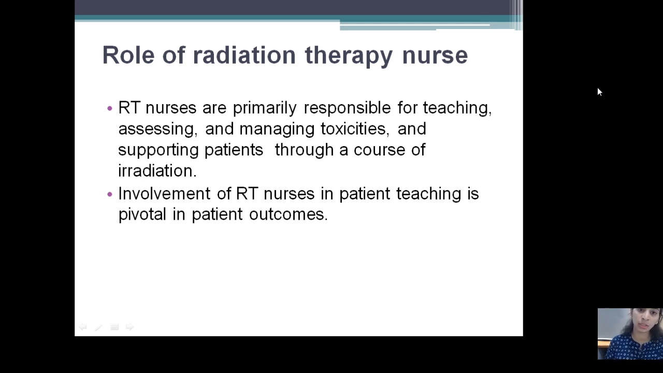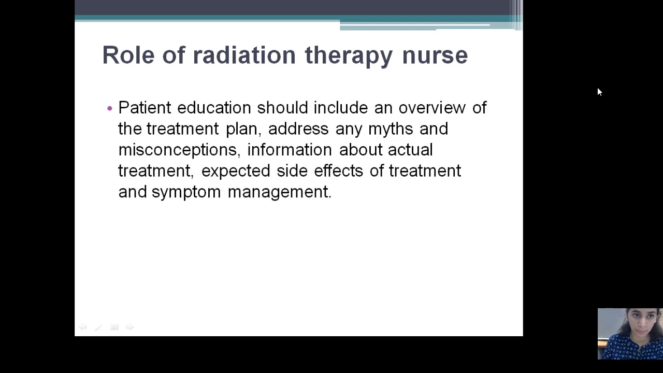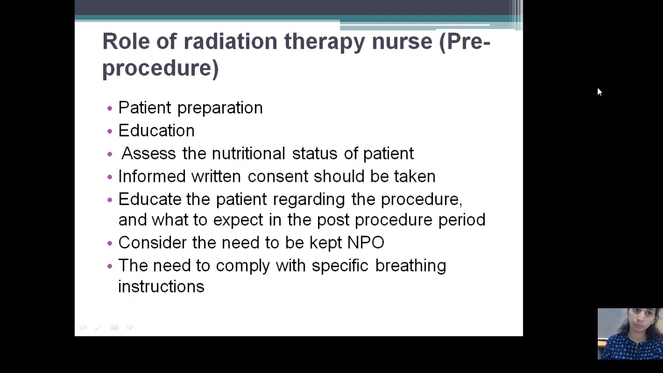Involvement of radiation therapy nurses in patient teaching is pivotal in patient outcomes. So patient education should include an overview of the treatment plan, addressing any myths and misconceptions, information about the actual treatment, expected side effects of the treatment and symptom management. Pre-procedure, patient preparation should be done: education, and assess the nutritional status of the patient, as the patient might have side effects later on.